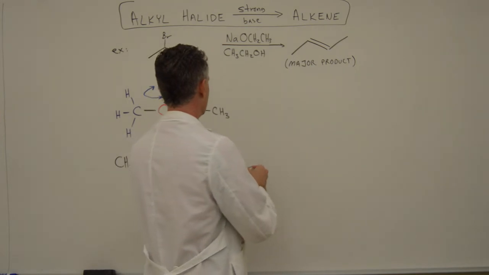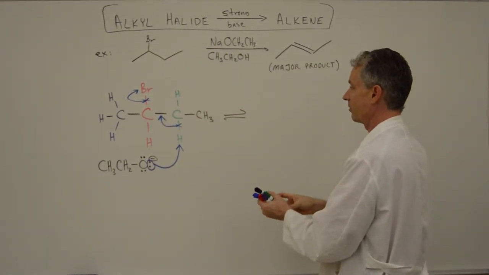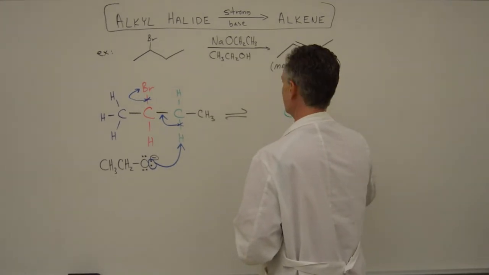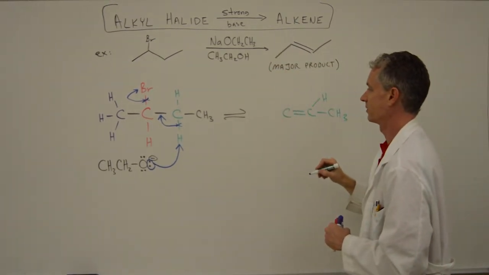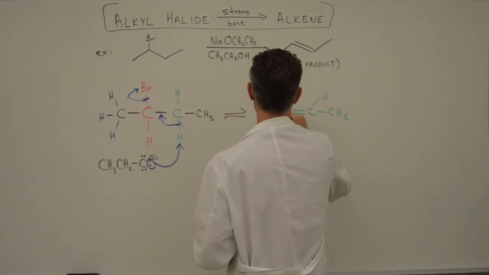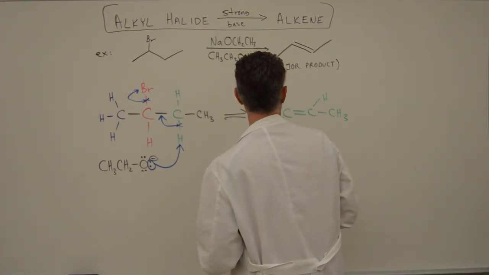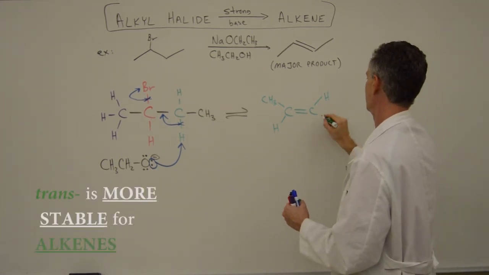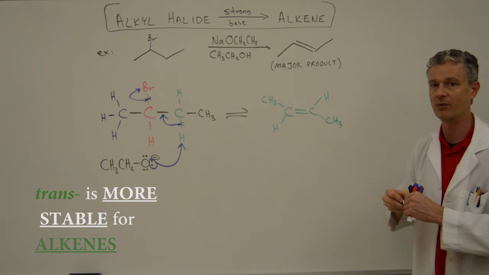This particular step then will give us the product in which the double bond is located between the two center carbons. So abandoning our color schemes, that will give us this alkene. Notice that we have drawn the trans isomer because that's the most stable isomer.